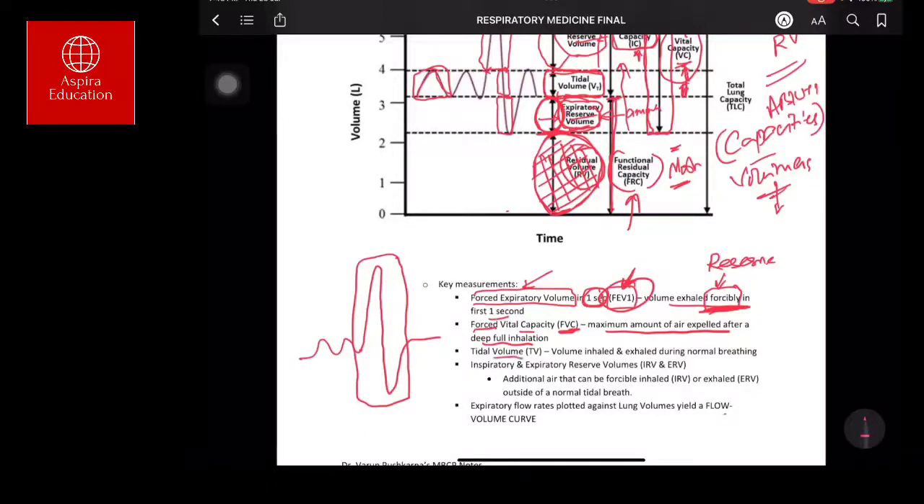Then, of course, is tidal volume, which is the inhaled and exhaled volume during normal breathing. Reserve volumes we have just discussed. These are the ones that can be forcibly inhaled or forcibly exhaled outside the normal tidal breath.